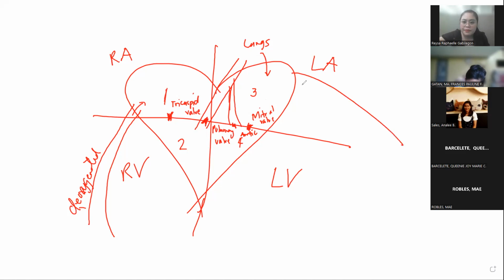From the aorta, of course, the oxygenated blood will be distributed and carried by the arteries. Okay? And the oxygen will be distributed all over our body. Do you have questions about the flow of blood in our heart? Did you understand it in the video? Okay. So you understand the chambers as well as the valves.